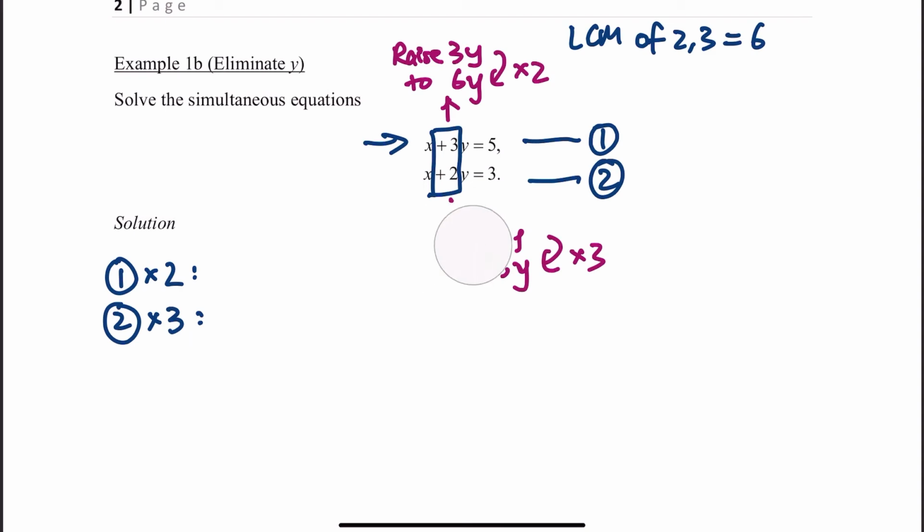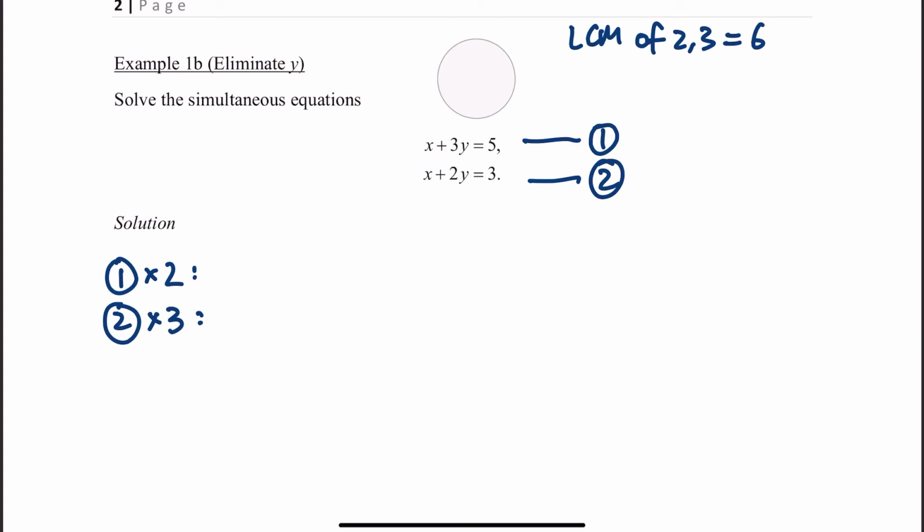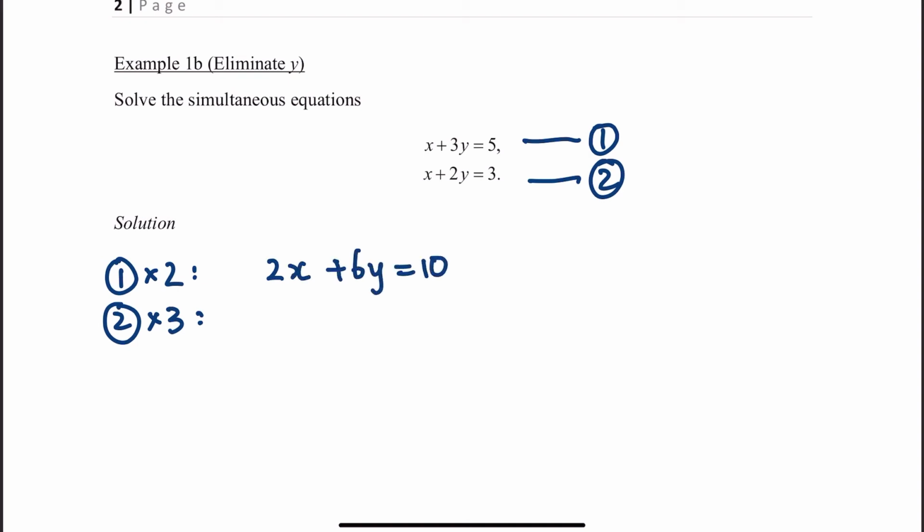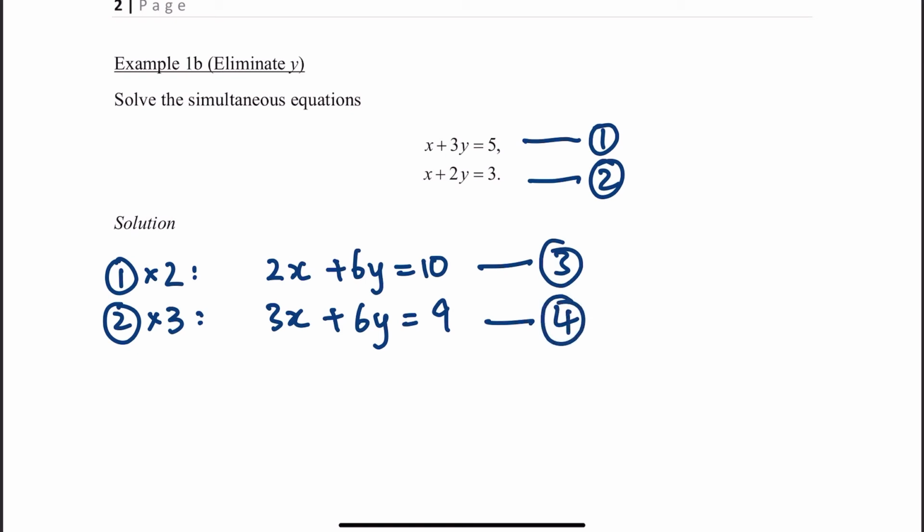Okay, so let me remove the annotation that I don't need anymore. And then, so if I were to multiply 2 throughout equation 1, what I'll have for here is 2x plus 6y equals to 10. Then for equation 2, I multiply 3 throughout, I'll have 3x plus 6y equals to 9. And I'm going to name these two equations as equation 3 and 4. So equation 1 becomes equation 3, equation 2 becomes equation 4.